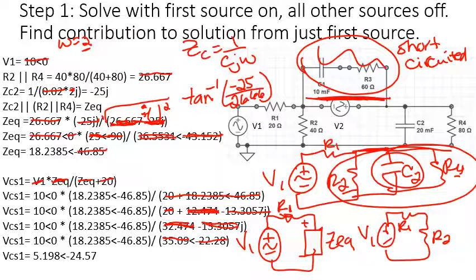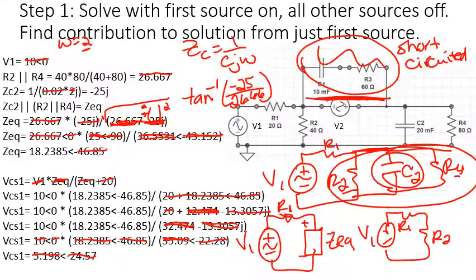And I can now multiply and divide my whole equation. I now have 10 times 18.2385 divided by 35.09, that's me 5.198 for my magnitude. Phase angles. Multiplying, I add phase angles, so 0 plus negative 46.85. Dividing, I subtract, so minus negative 22.28, and I get negative 24.57 degrees.